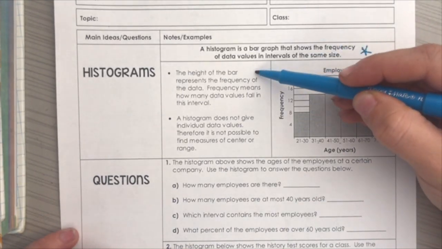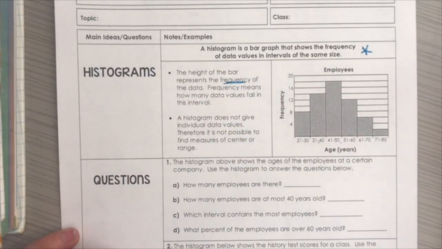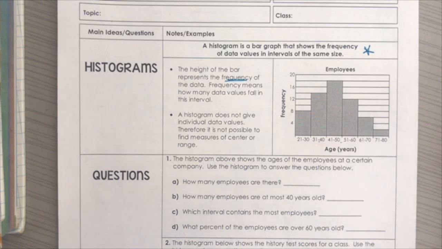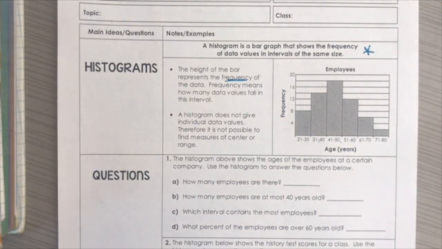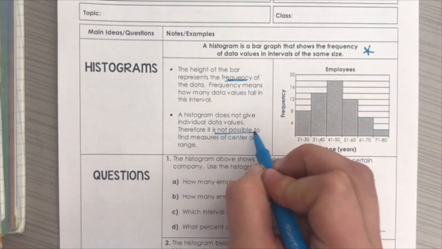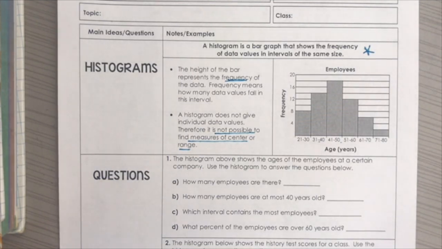The height of the bar represents the frequency, underline that word for me, frequency of the data. Frequency means how many data values fall in this interval. The histogram does not give individual data values, therefore it is not possible to find measures of center or range. So we cannot find mean, median, and mode or range from a histogram.